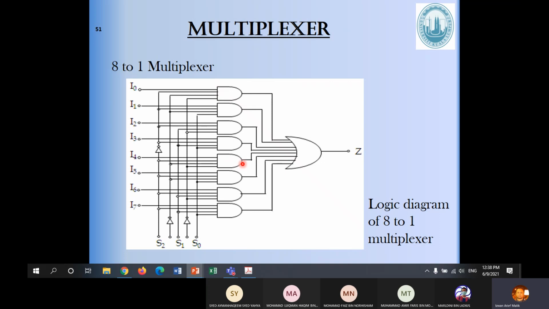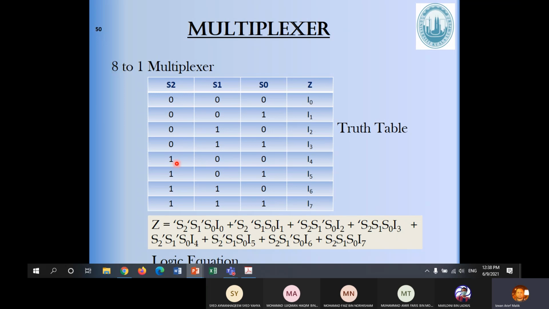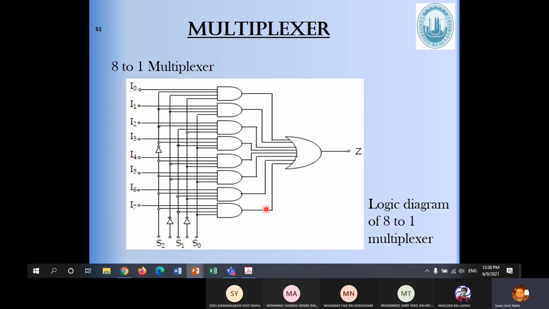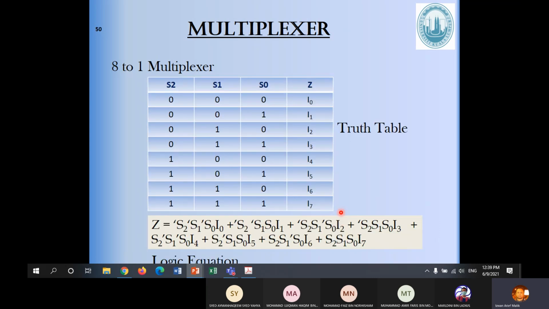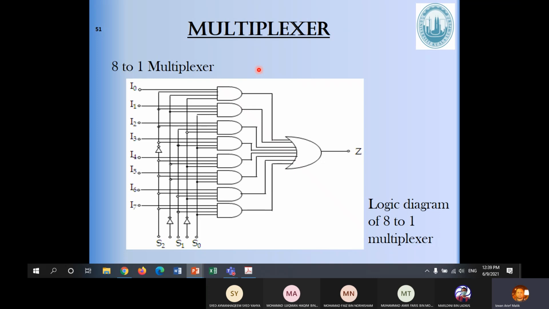Okay, let's look at I4. I4 is connected to I4, multiplied by S2, multiplied by S1 bar, multiplied by S0 bar. So we check whether it is correct for I4. I4, S2, S1 bar, S0 bar. So 1, 0, 0, which equals 4. So it is correct. The connections we can make ourselves based on the truth table or the logic equation. Let's look at the last one. I7 is connected to S2, S1, S0 without bars. So S2, S1, S0, I7. That is the correct diagram. This is the circuit diagram, logic diagram, sorry.